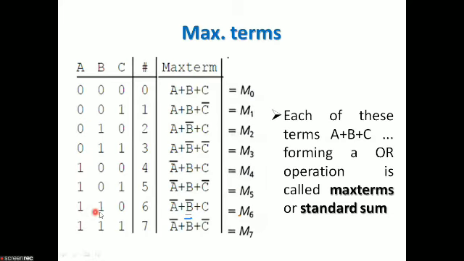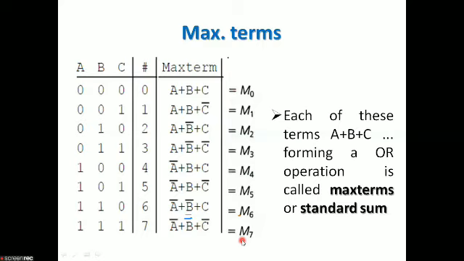Next is 1, 1, 0. That is the 6th number. That is A bar plus B bar plus C. That is max term 6. Next is 1, 1 and 1. That is the number 7. So the max term is A bar plus B bar plus C bar. So this is max term 7. So these are the max terms starting from 0 to 7.